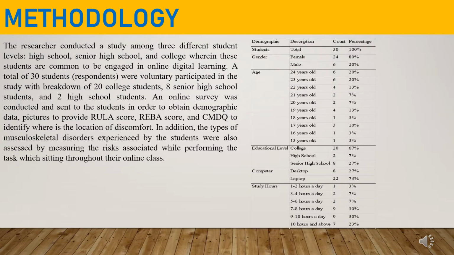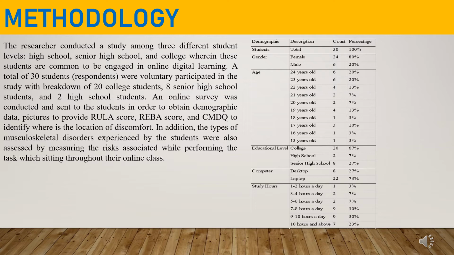For the methodology section, the researcher conducted a study among 3 different student levels: high school, senior high school, and college, wherein these students are commonly engaged in online digital learning. A total of 30 students or respondents voluntarily participated in the study, with a breakdown of 20 college students, 8 senior high school students, and 2 high school students.